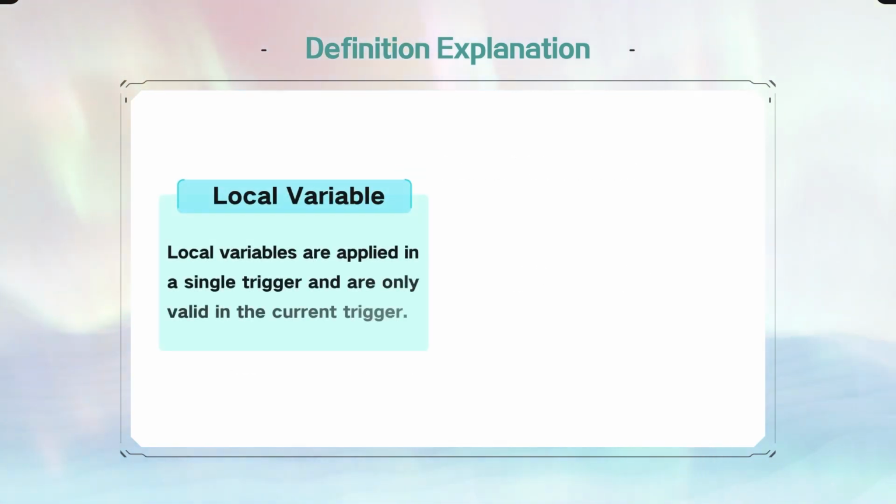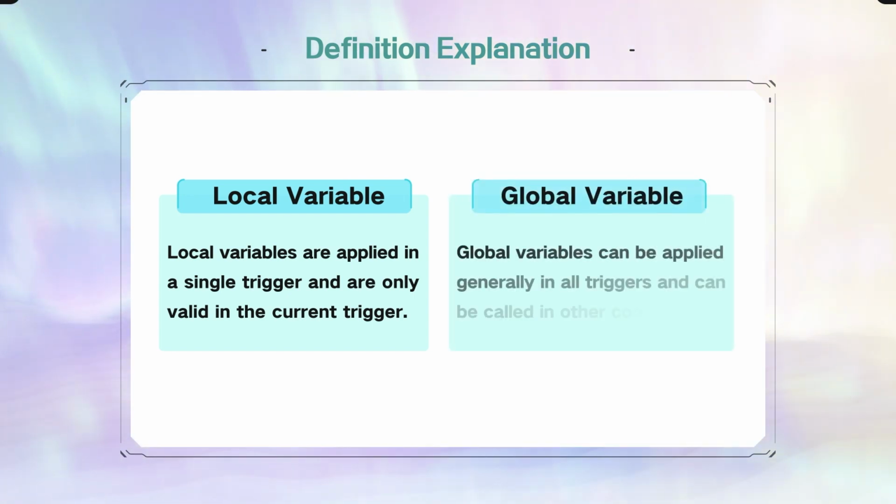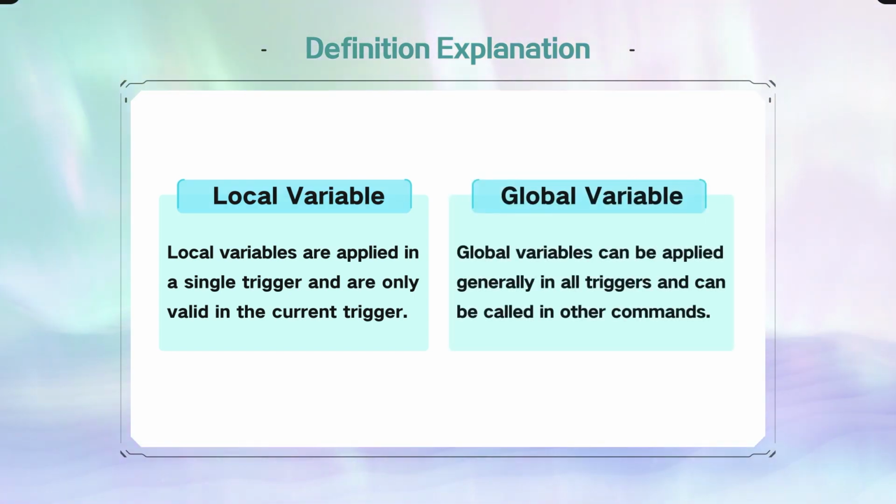Local variables are applied in a single trigger and are only valid in the current trigger. Global variables can be applied generally in all the triggers and can be called in all their commands.